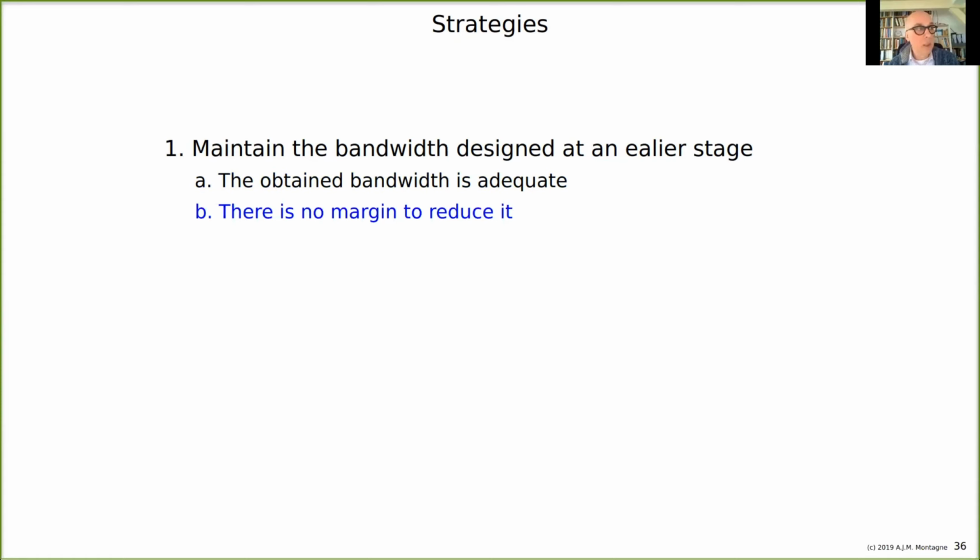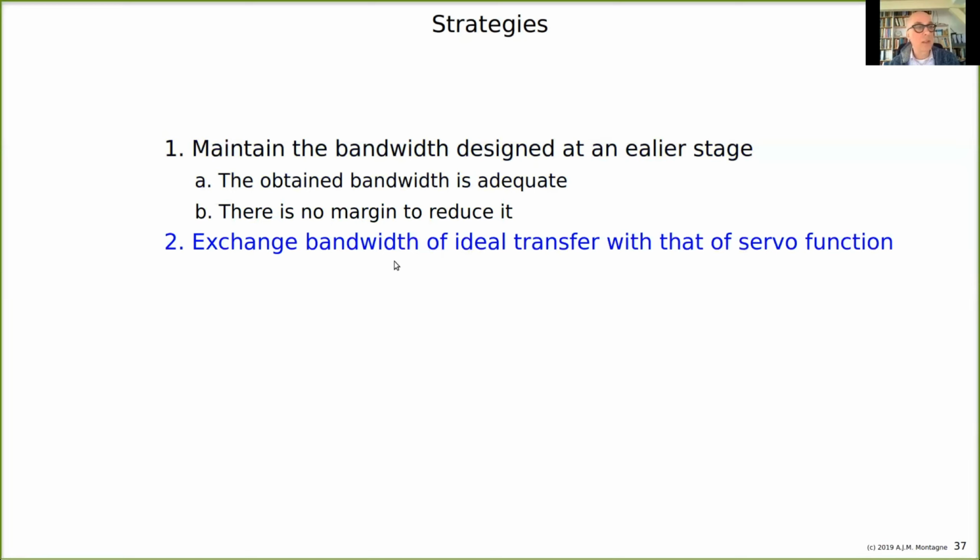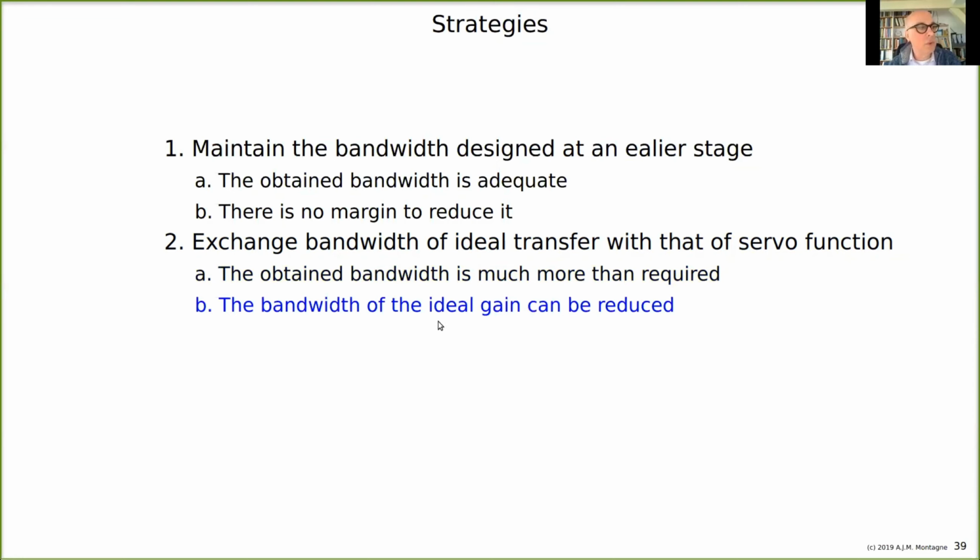Of course, it can be that you select an operational amplifier for other reasons, maybe low noise, and you get more bandwidth than you really need. So then we can exchange bandwidth of the ideal transfer with that of a servo function. Maybe I will give a demonstration of this effect, but it is not really part of this course. It's only to elucidate it. So the obtained bandwidth is much more than required. In that case, we can do something. We can reduce the bandwidth of the ideal gain. We can also reduce the bandwidth of the loop gain.